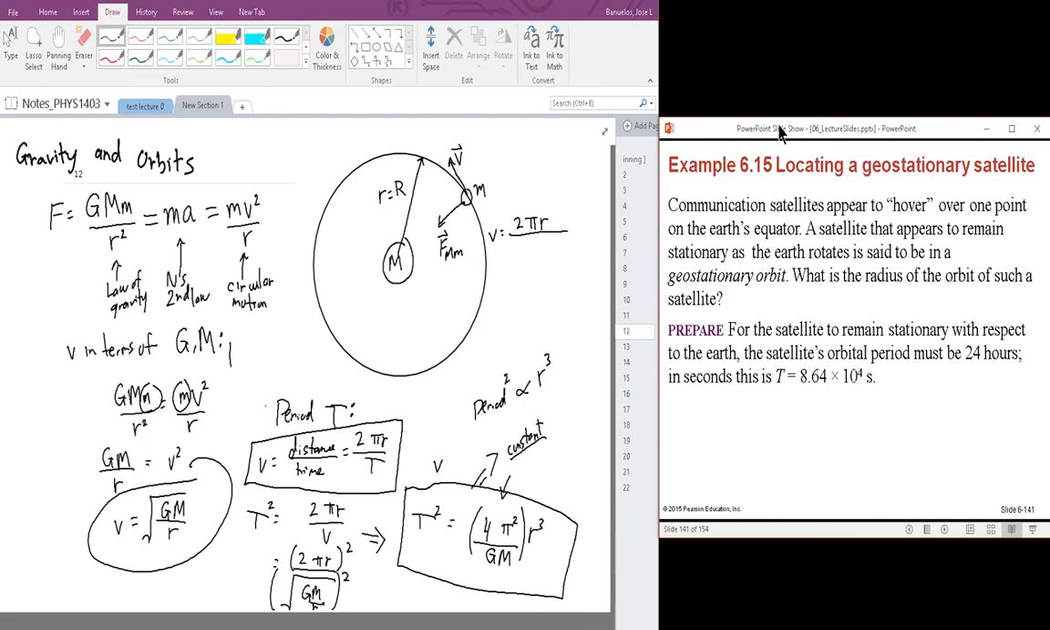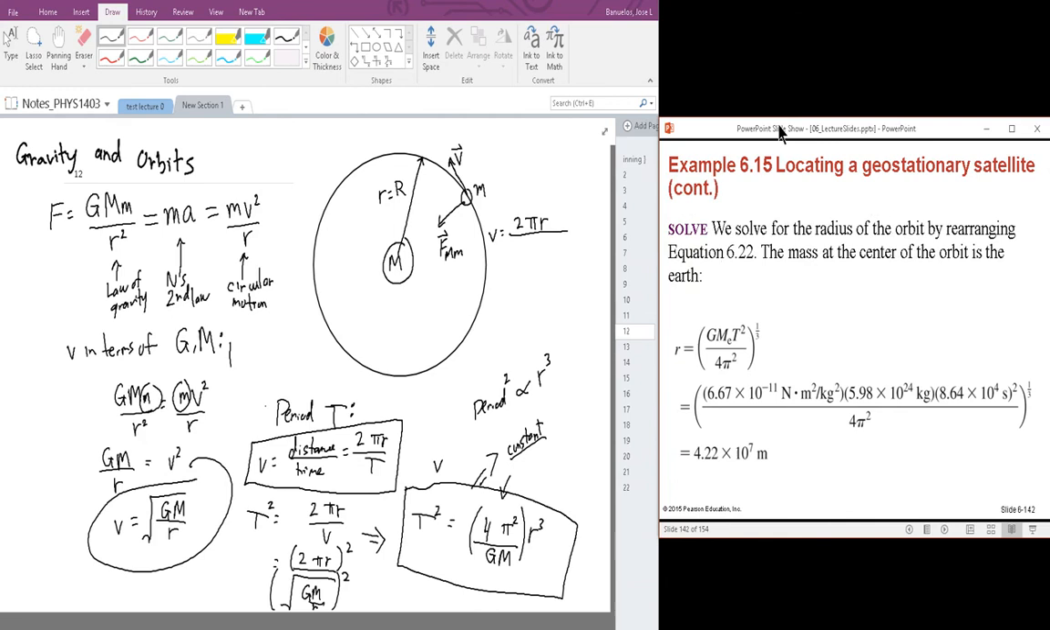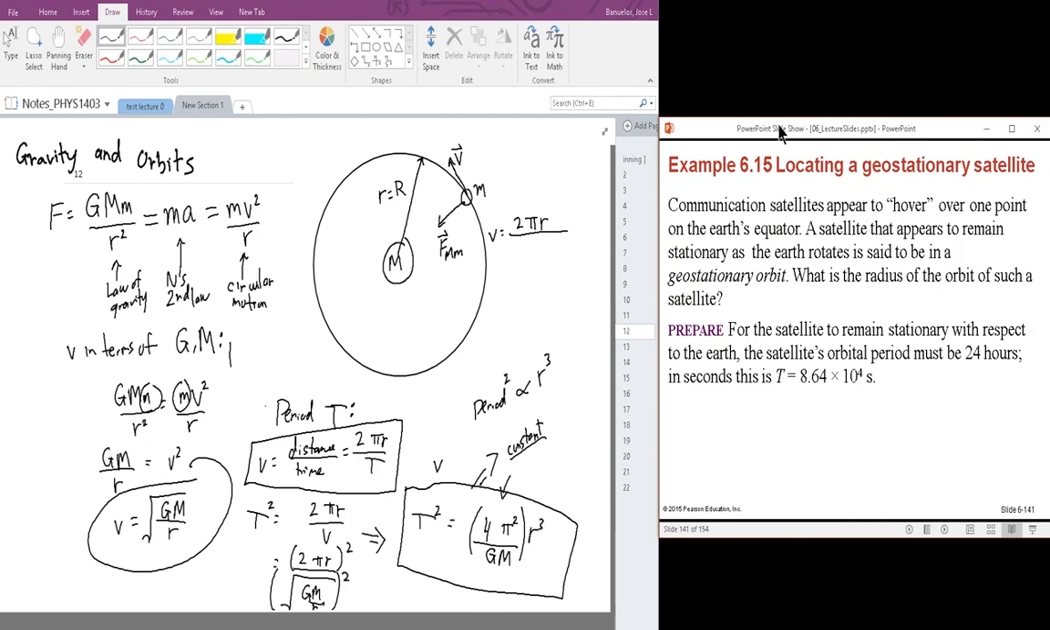Okay. Let's see, do we want to do this one? In this case, they're discussing geostationary satellites. It says here, communication satellites appear to hover over one point at the Earth's equator. A satellite that does this appears to remain stationary as the Earth rotates, and it's called a geostationary orbit.